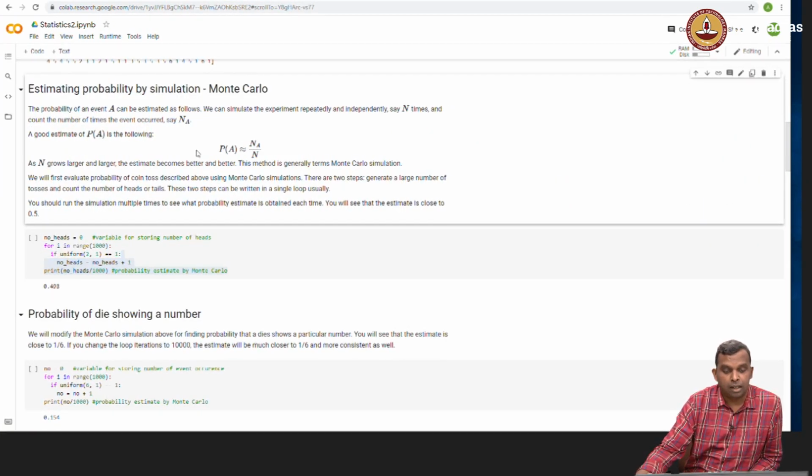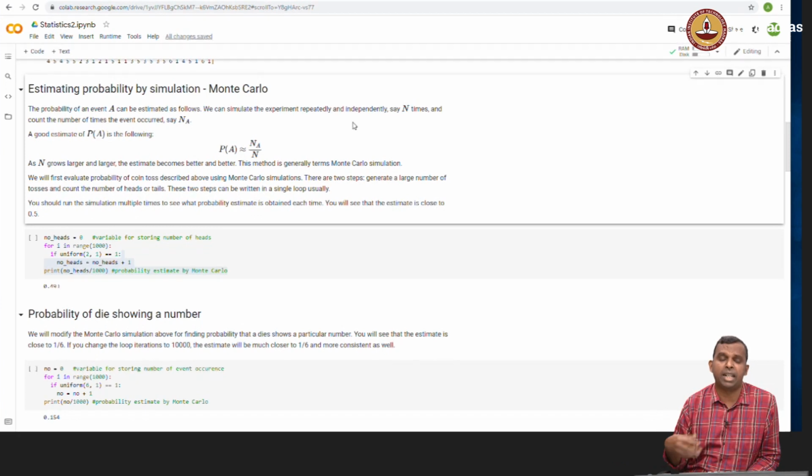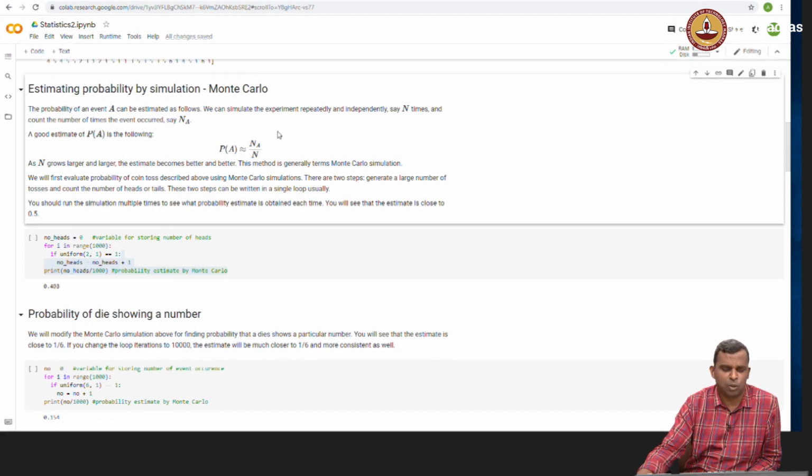So you can see here, if you have an event A and you repeat the experiment n times independently, and simply count the number of times the event A occurred, which I could call n sub A, then if you take this ratio n sub A by n, you can show using various theory, and also observe in practice, that this is a good approximation for the probability of that event A. So this is the basis of Monte Carlo. You repeat the experiment n times independently and count the number of times the event you want occurred, n sub A, then n sub A by n is roughly the probability of that event A.